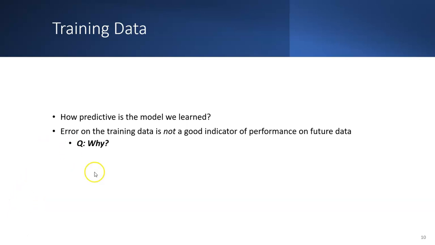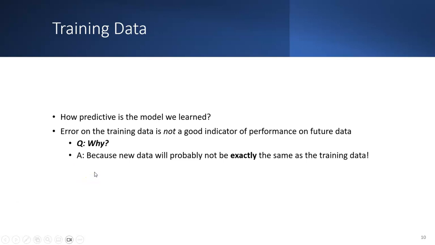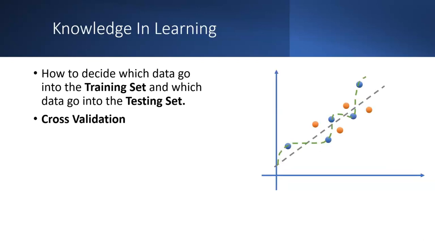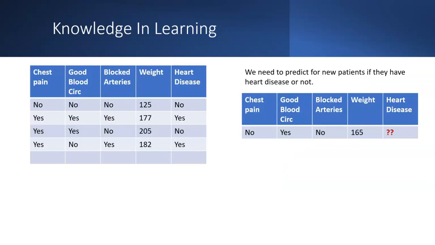This is because new data will probably not be exactly the same as the training data, right? So overfitting can come, which is fitting the training data too precisely. Sometimes we try to cover all the points, which is overfitting, and it usually leads to poor results on a new data set, right? So that could not be a good model. So how do we decide which data goes into the training set and which goes into the testing set? We do cross validation.